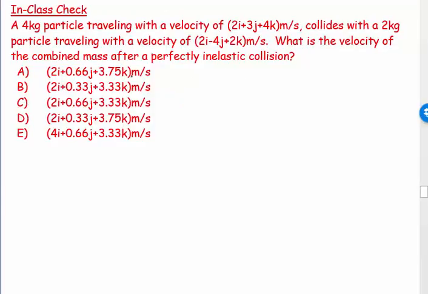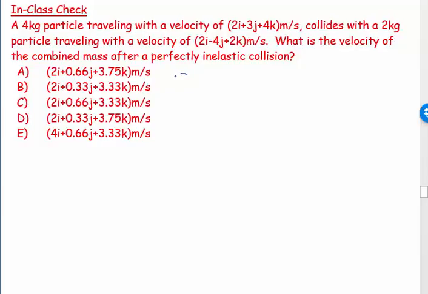Welcome. So this question says a 4 kilogram particle traveling with a velocity of 2i plus 3j plus 4k meters per second collides with a 2 kilogram particle traveling with a velocity of 2i plus 4j plus 2k meters per second. And then what is the velocity of the combination after this perfectly inelastic collision?